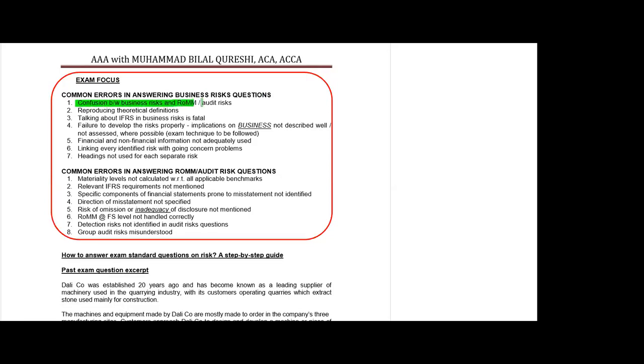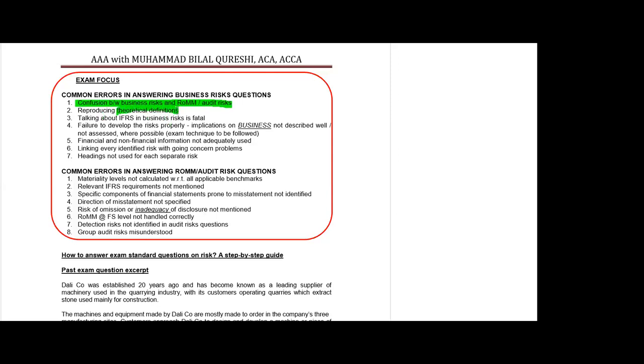Common errors in answering business risks questions. Confusion between business risks and ROAM or audit risk. I told you even in yesterday's class: the examiner is asking you business risk, you're telling him ROAM. The examiner is asking you business risk, you're telling him audit risk. Please don't expect him to be lenient with you. You won't be given any credit.